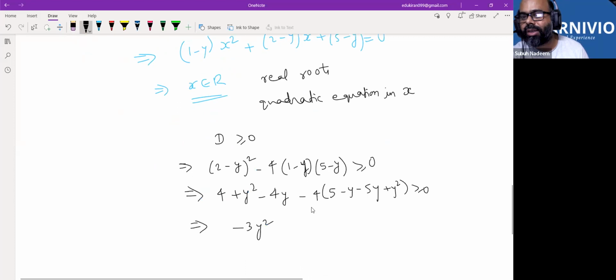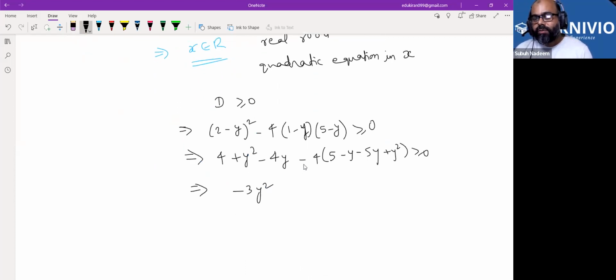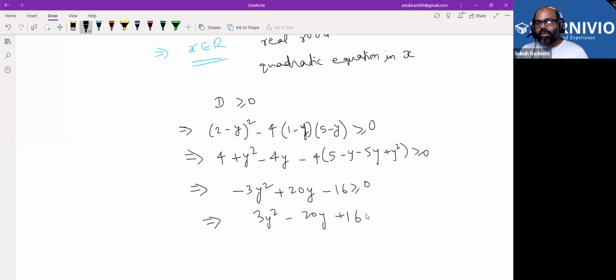Okay, so we do this. Now this will become minus 3y square. Then here it will be minus 6y and minus 20 plus 24y minus 4y. Then plus 24y minus 4y will be plus 20y. And then we have minus 20 plus 4, so minus 16, which is greater than or equal to 0. So this can be written as 3y square minus 20y plus 16 is less than or equal to 0.